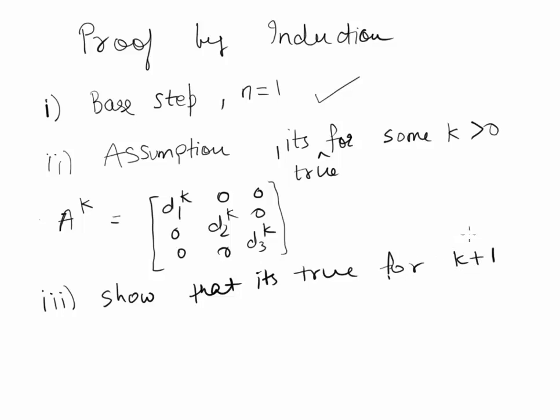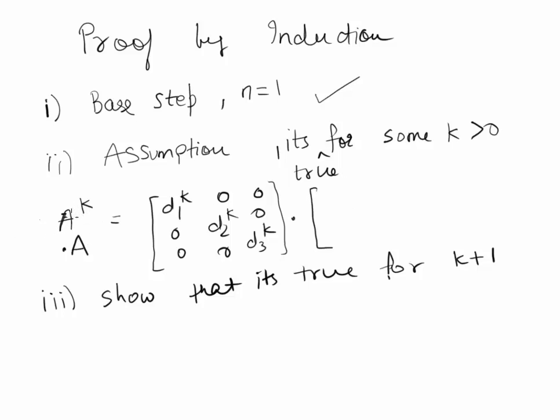Alright, so how will we do that? First of all, we know that this is true based on our assumption. Let's actually multiply. I want to post multiply this by A, so on both sides I multiply this by A. And remember, in matrix multiplication, the order matters, so I am post multiplying this.